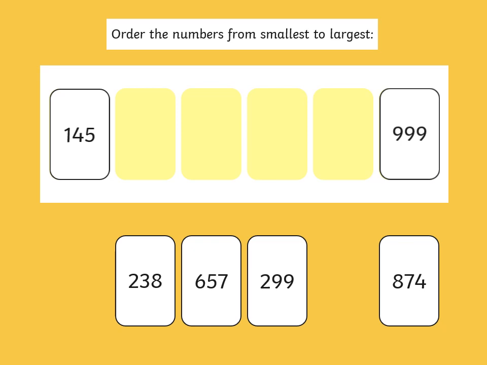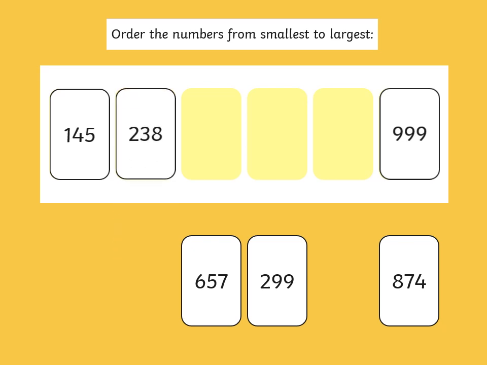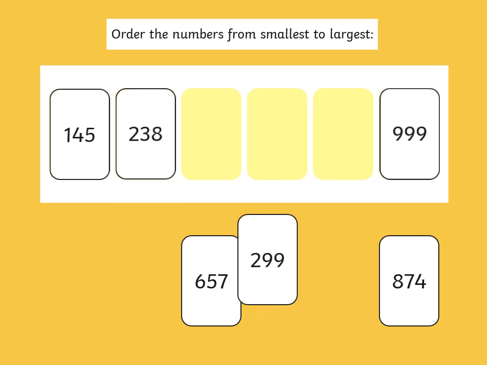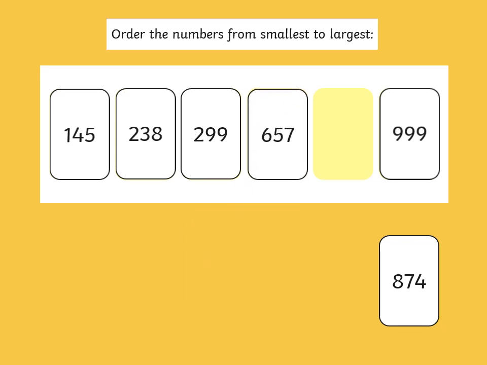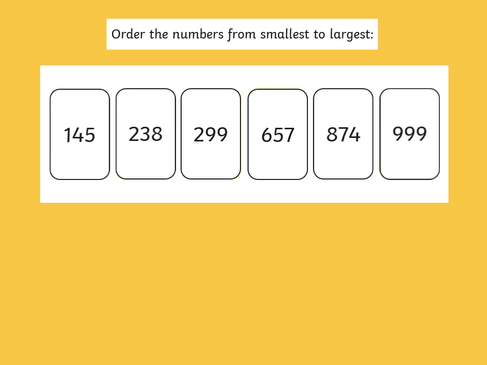Then we've got two numbers that have a 2 in their hundreds place. So 238 and 299, but 238 has a 3 in the tens place. So that will be our lower number. So that's next in our number sequence. And then our 299 will be next. Then we've got a 6 and an 8 in our hundreds place. So we know the 6 comes first. And then we've got our 874.